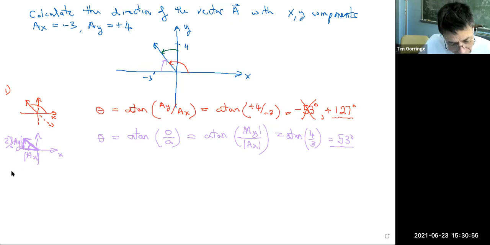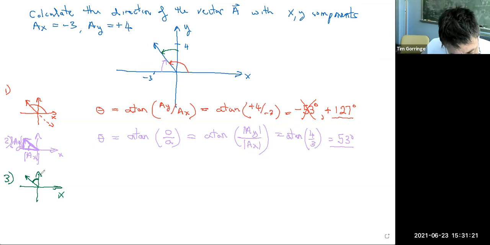The third way of answering the question, if we're not already exhausted, is by calculating the angle with respect to the vertical. So here are the axes again. Here's the vector again. And now I'm going to calculate this angle here in this corner, the angle of the vector with respect to the vertical.